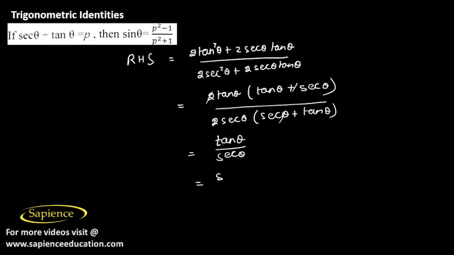If we write it in terms of sine and cos, we will get sine theta by cos theta into 1 by secant theta, which is cos theta. Cancel both the cos thetas, we will get sine theta, which is our left hand side. Hence proved.